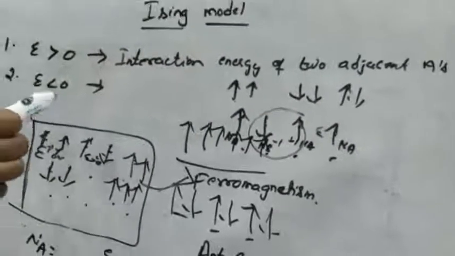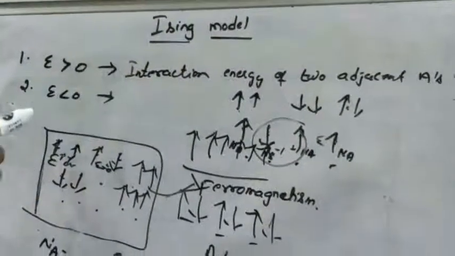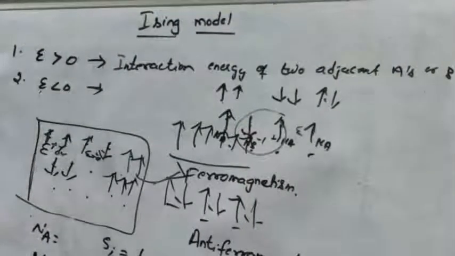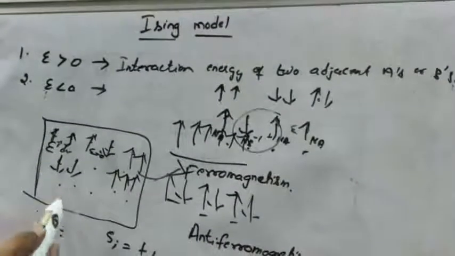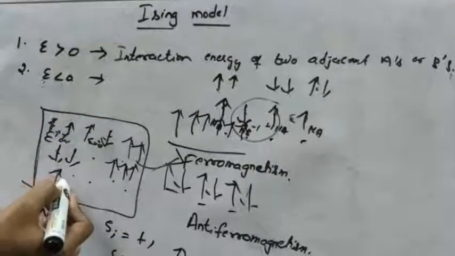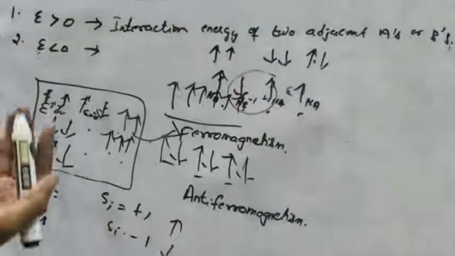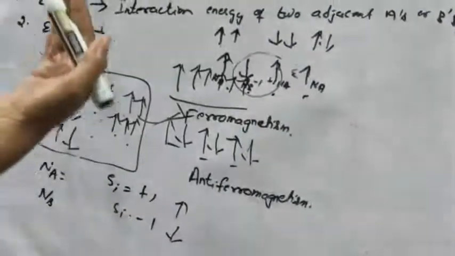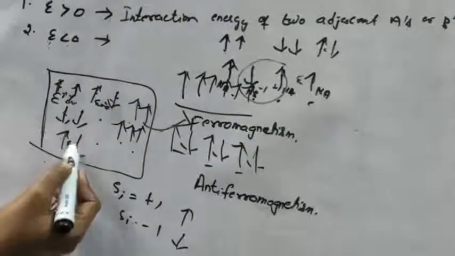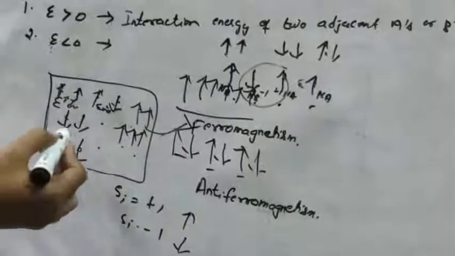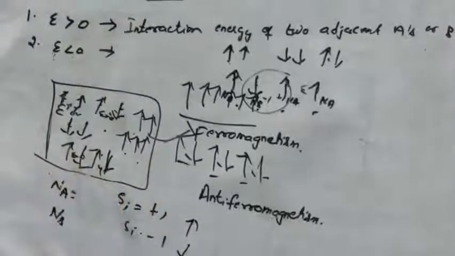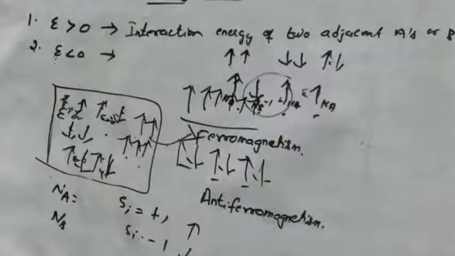In the second case, epsilon less than 0, the interaction energy between two adjacent A's or B's is less than 0. In this situation, the molecules in the substance tend to be anti-parallel. Anti-parallel means one atom has up spin and the other has down spin. So what happens to their energy? It is not added; it becomes 0. Hence it leads to antiferromagnetism. This is about the Ising model.